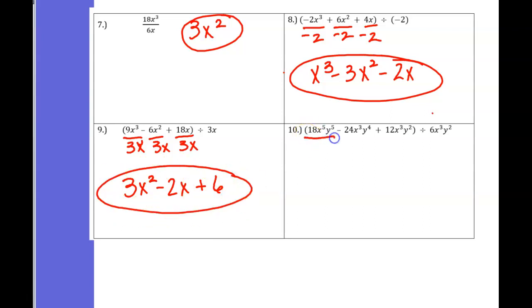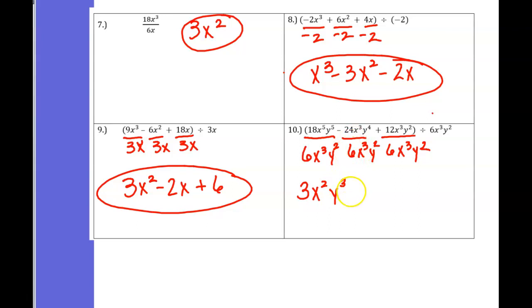Because we've got two different variables, we're still going to treat it the same way. 6x to the third y squared, in each denominator. Okay, we divide the coefficients. 18 divided by 6 is 3. X to the fifth divided by x to the third is x squared. Then we would have y to the third.